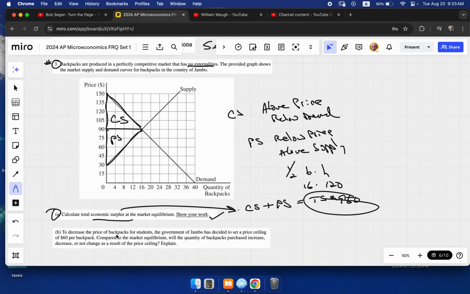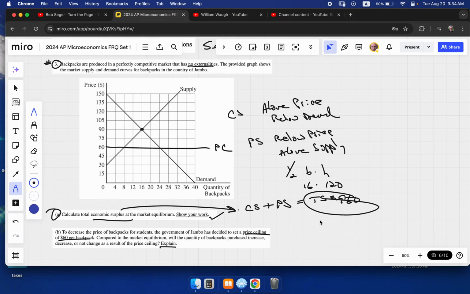To decrease the price of backpacks for students, the government of Jumbo has decided to set a price ceiling of $60 per backpack. Compared to the market equilibrium, will the quantity of backpacks increase, decrease, or not change? Explain. So, equilibrium used to be at 90. Now the equilibrium price is 68 bucks. This is our price ceiling.